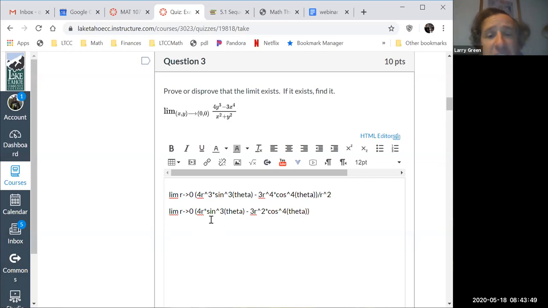So one thing is that sine and cosine are continuous functions. So if you have a continuous function and r goes to 0, that means both of these go to 0, then the whole thing goes to 0. That's it. So therefore, the limit is 0. Any questions on number 3?